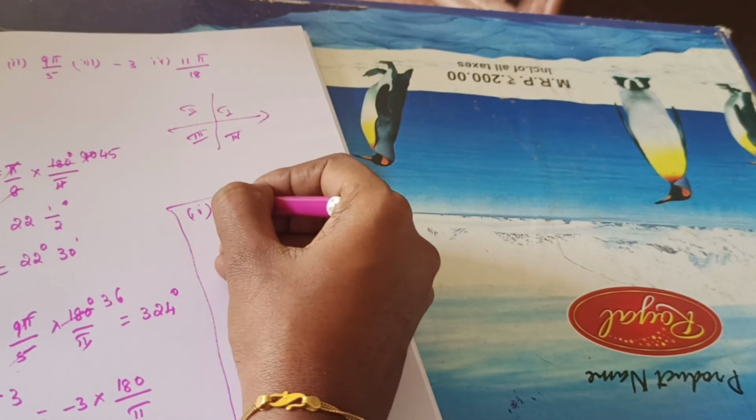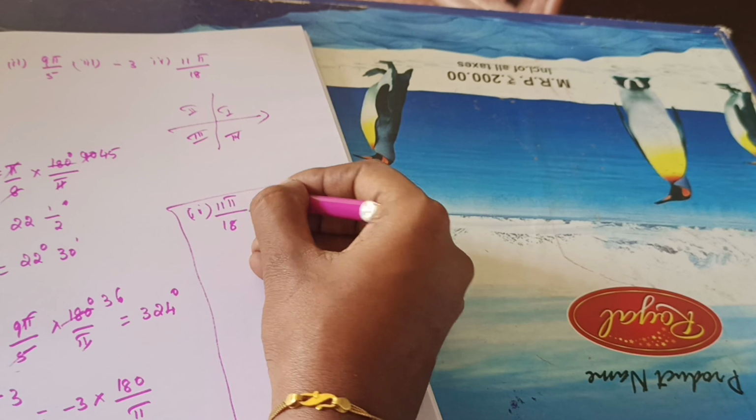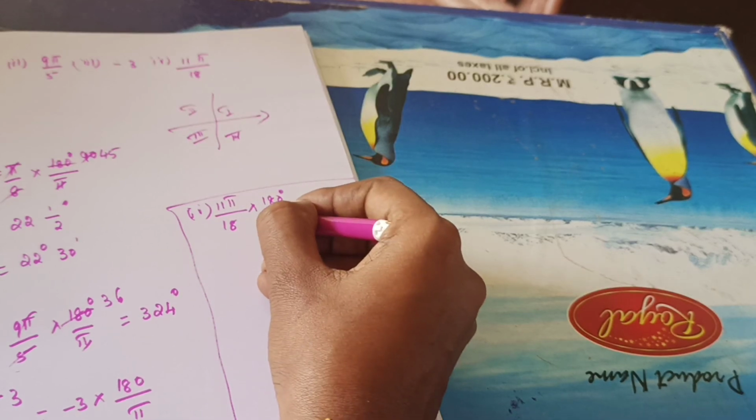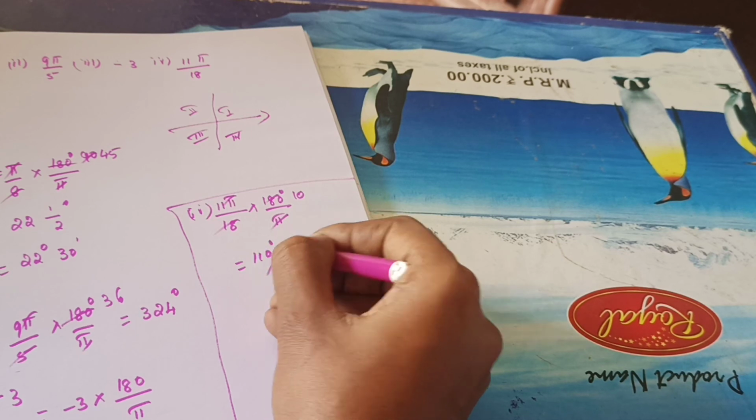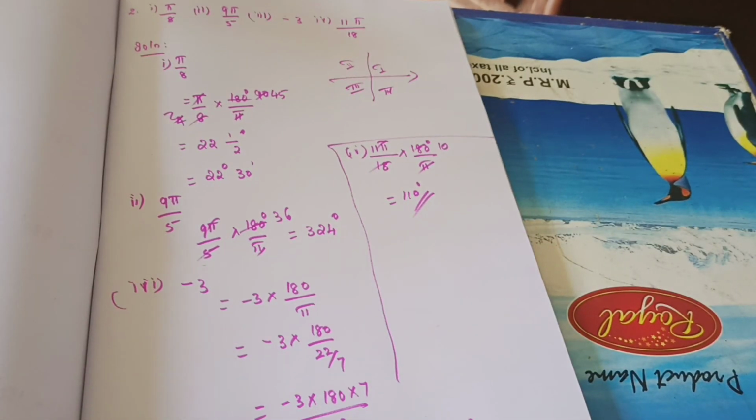Next, the fourth one, 11 pi by 18. What will you do? 180 degree divided by pi. This 2 will get cancelled, this will get cancelled. How much will you get? 110 degree. Understand, students? All of you got it? So very easy. If we need to convert degree to radians, we multiply by pi by 180. Radians to degree means we convert by multiplying 180 by pi.